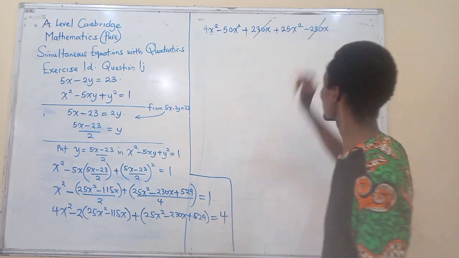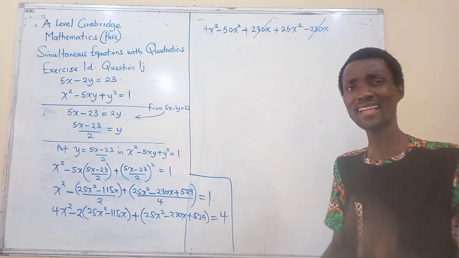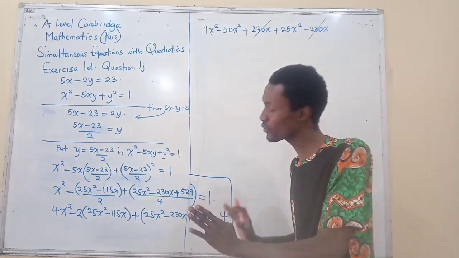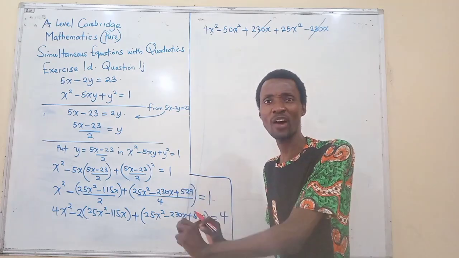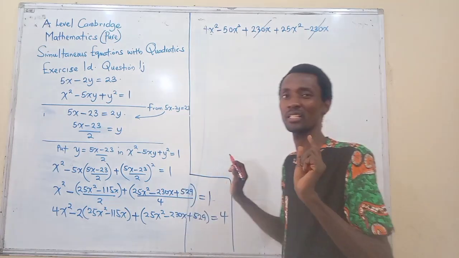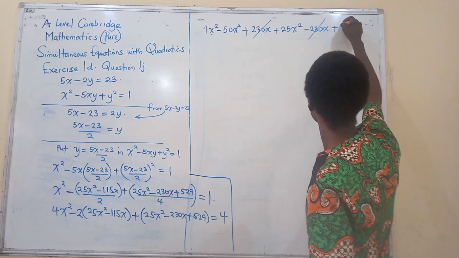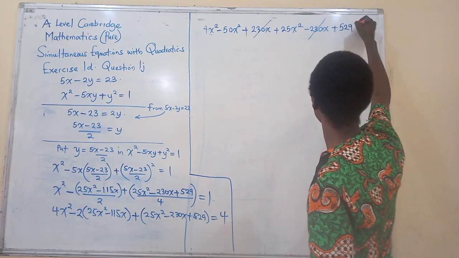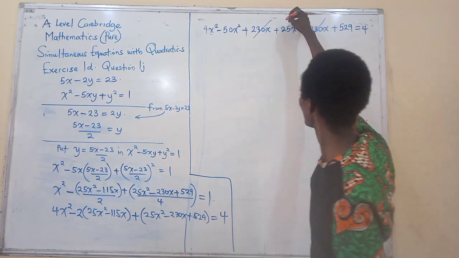So I don't need to wait till I finish the work. As I identify, you know, the beautiful thing about A-level work is, as you identify the problem or a solution, deal with it immediately so that you reduce the bulk. Plus what? 529 equal to 4. So at this point, I can now deal with this.